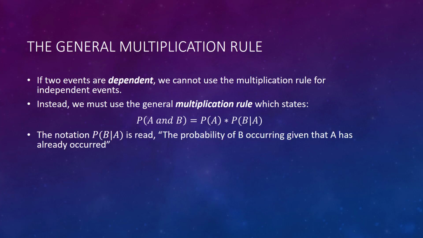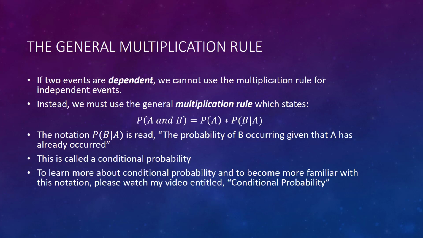Notice that this notation is read the probability of B occurring given that event A has already occurred. This is called a conditional probability. To learn more about conditional probability and to become more familiar with this notation, please watch my video entitled Conditional Probability.